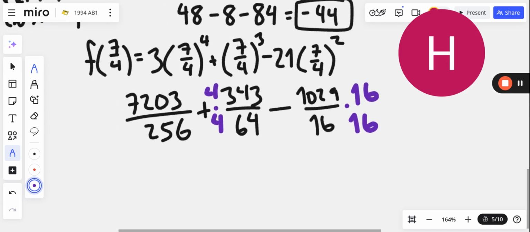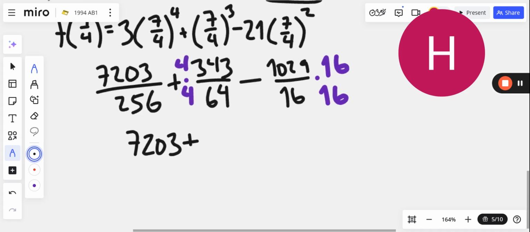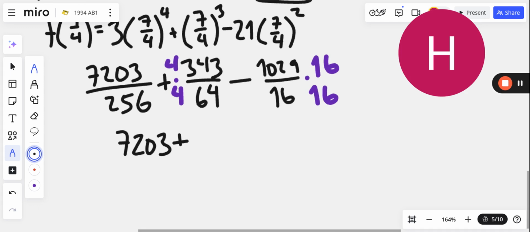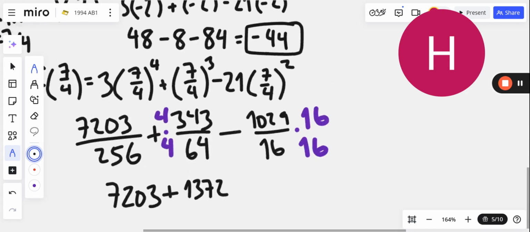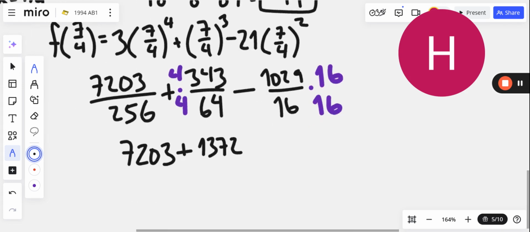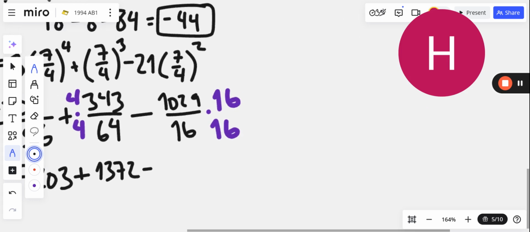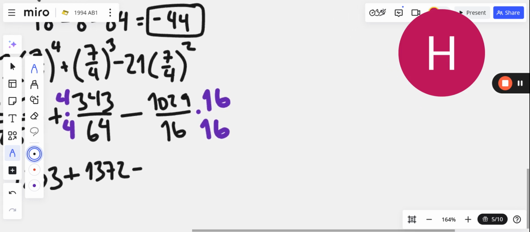And already I get the sense that this is going to be a positive value, but we'll just have to see. So now that we have everything with the same denominator, 7203 plus 4 times 343, that's 1372. The beauty is that even if I'm off by like 1 or 2 or 3 small values over 256, it shouldn't massively affect this. But, you know, write this stuff out carefully. Make sure that you're doing your work carefully. You don't have to try to do it all in your head like I am. In fact, I'll be very careful about this.